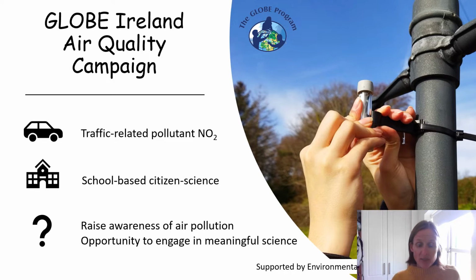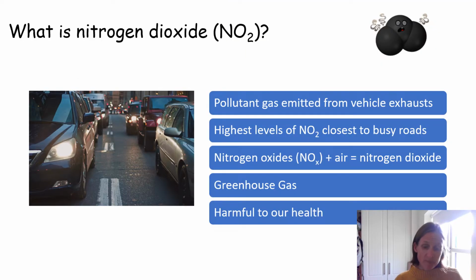The campaign is really focused on traffic-related pollution, in particular nitrogen dioxide. And as I said, this is a school-based citizen science campaign. The main purpose is to raise awareness around air pollution, but of course, this gives students in schools an opportunity to collect meaningful data that supports the EPA in their decisions around the environment. So once again, thank you all for your participation.